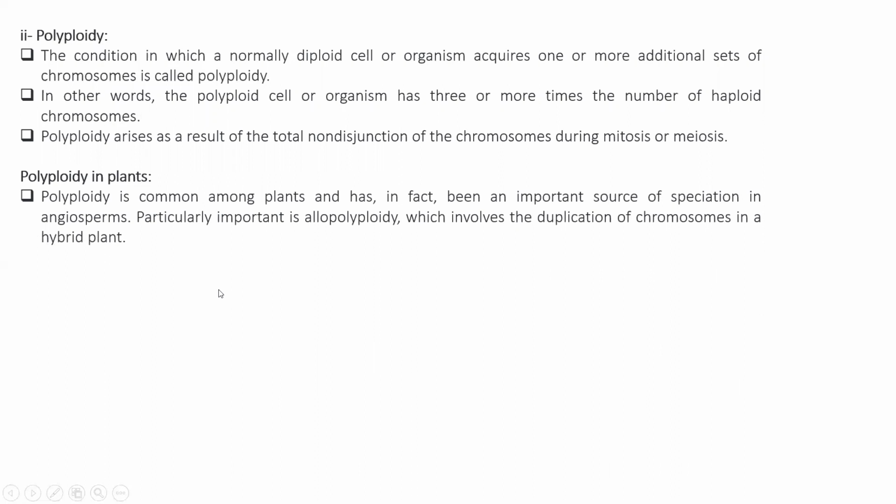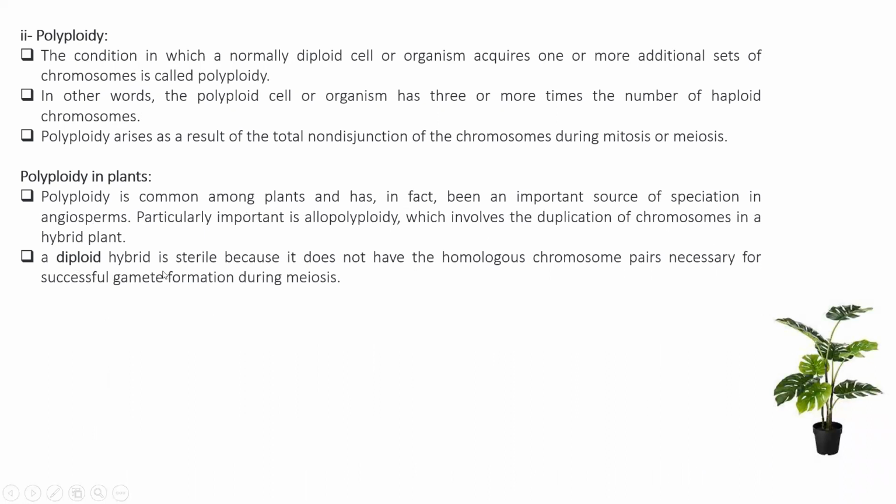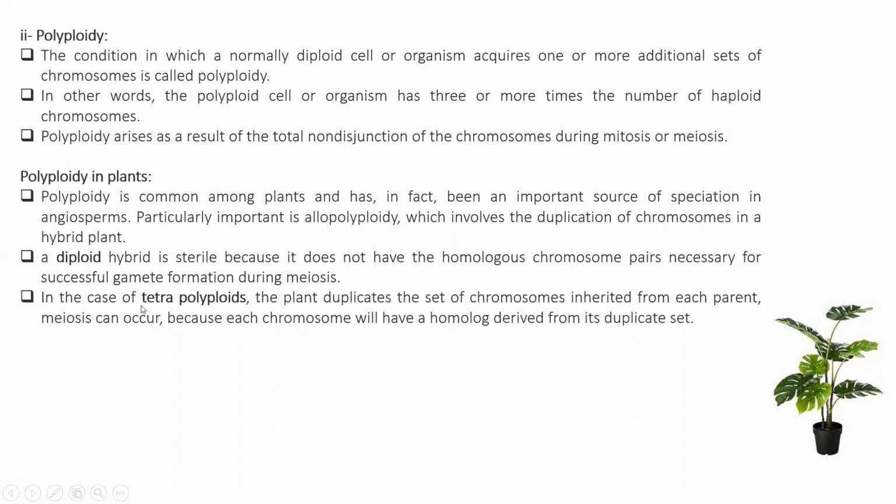Then this polyploidy is mainly observed in plants. Polyploidy is common amongst plants and has in fact been an important source of speciation in angiosperms, particularly important in allopolyploidy, which involves the duplication of chromosomes in a hybrid plant. A diploid hybrid is sterile because it does not have the homologous chromosome pairs necessary for successful gamete formation during meiosis. In the case of tetraploidy, the diploid hybrid becomes tetraploid.